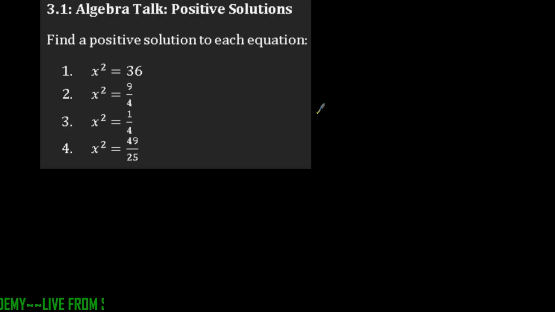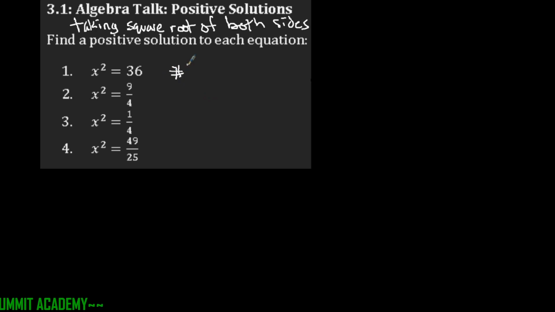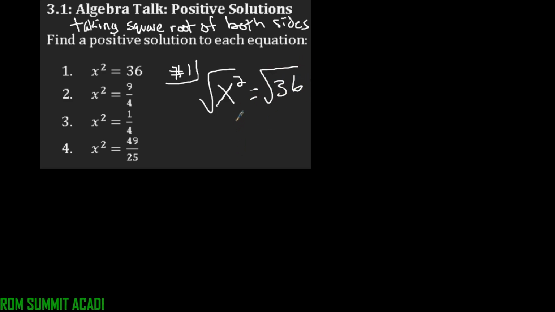All right, so on the first part, it says find a positive solution to each equation. What you can do is take the square root of both sides. I'm going to break it apart so that there's plenty of space. For number 1, I have the square root of x squared equals the square root of 36. That just means x equals 6.